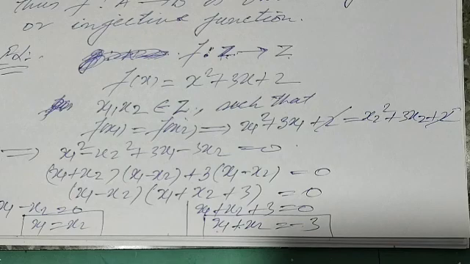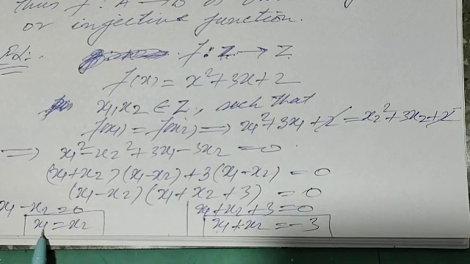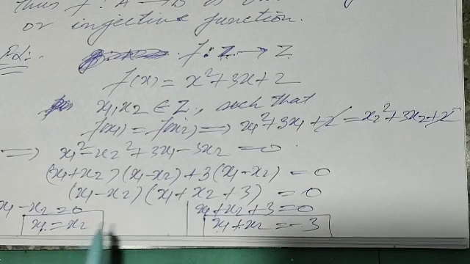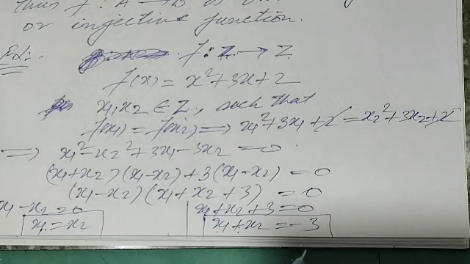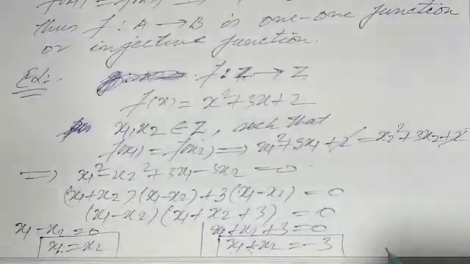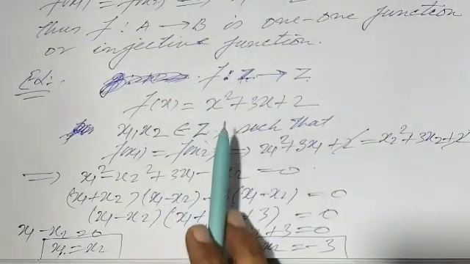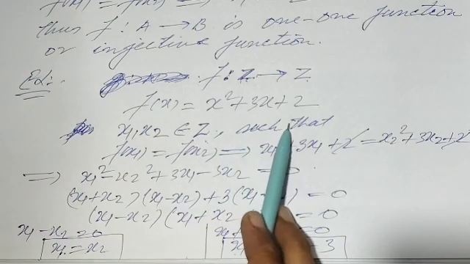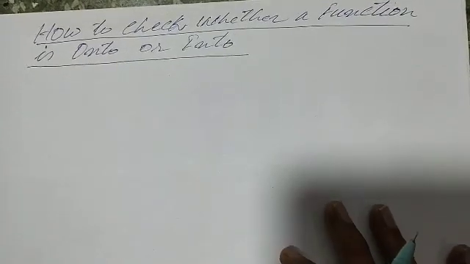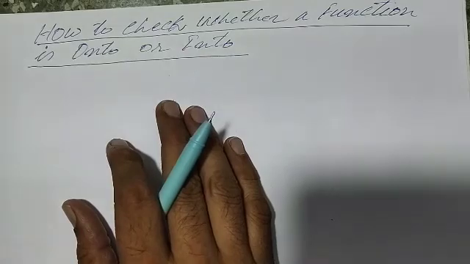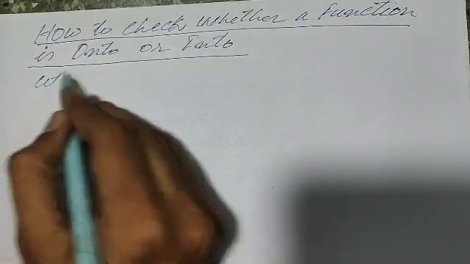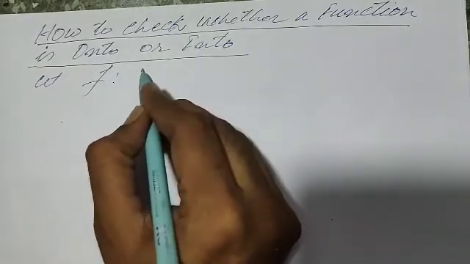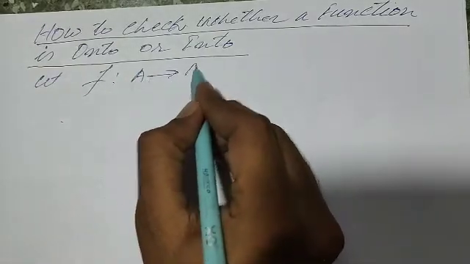So by the criteria, if we don't have only the x1 is equal to x2 condition but some other condition as well, then the function must be a many-one function, not a one-one function. So in this case, f is not a one-one function. Now let us talk about how to check whether a function is onto or into. So let f be a function defined from A to B.